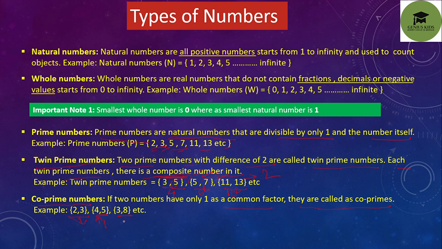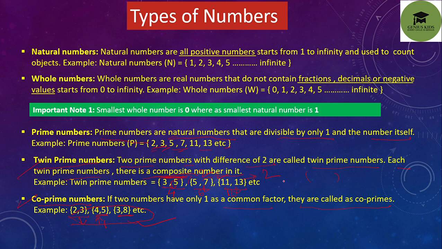Similarly, 3 and 8 also. So these type of numbers are called the co-prime numbers. This is very important. Twin prime numbers, co-prime numbers, sometimes you will get questions about this. What if you get some pair of numbers and they need to know whether it is the twin prime numbers or the co-prime numbers or not.